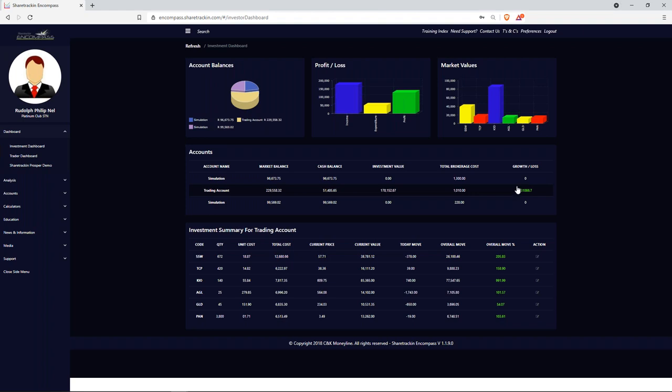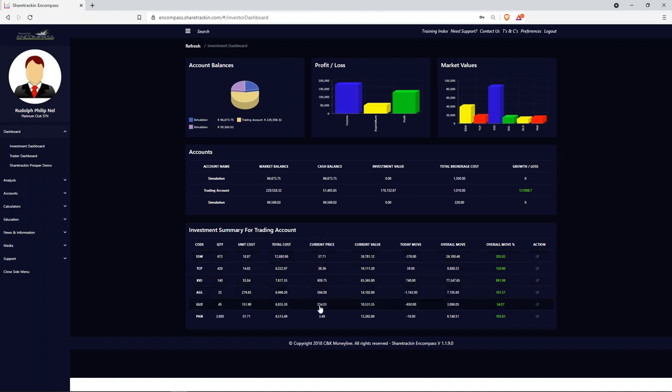If you're starting to make profit, you'll see that it will go green, but if you're in a loss, it will be red. Okay, and then underneath that, it will give you your investment summary for your trading account. So it will give you the code of your share, the quantity that you've bought, unit costs. So unit costs, you must always remember, is basically brokerage fees included. All right, so unit costs and total costs is always brokerage fees and brokerage percentage included.